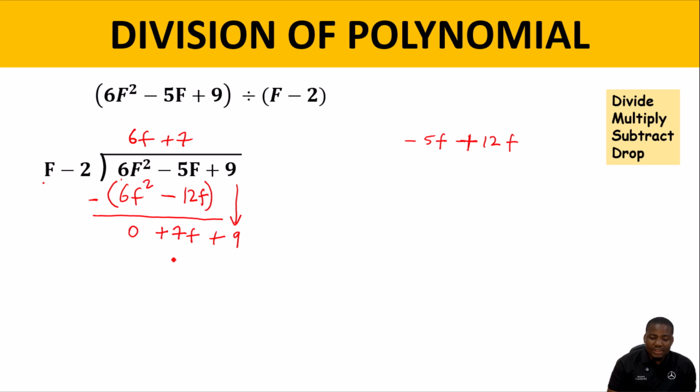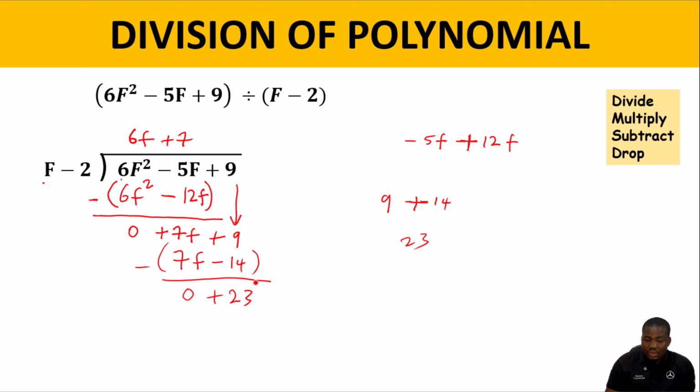7 times f is 7f. 7 times negative 2 is negative 14. And when we subtract this, we have 7f minus 7f, 0. 9 minus negative 14, that's negative times negative is positive. So we have 23. So we have plus 23.